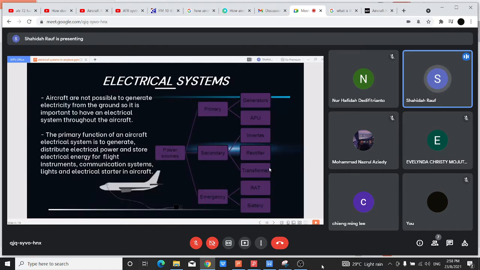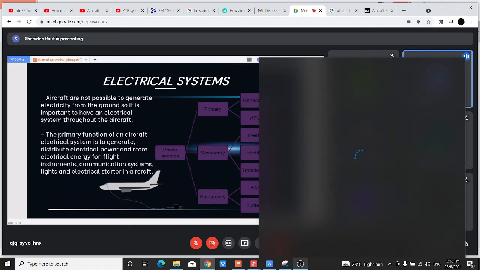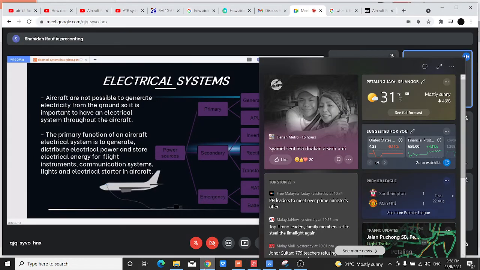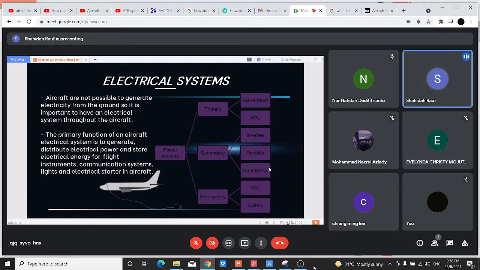Alright, so aircraft are not able to draw electricity from the ground, so it is important to have an electrical system throughout the aircraft. The primary function of an aircraft electrical system is to generate and distribute electrical power, and store electrical energy for flight instruments, communication systems, lights, and the electrical starter in aircraft. There are three types of power sources in aircraft, which are the primary power source, secondary power source, and emergency power sources.